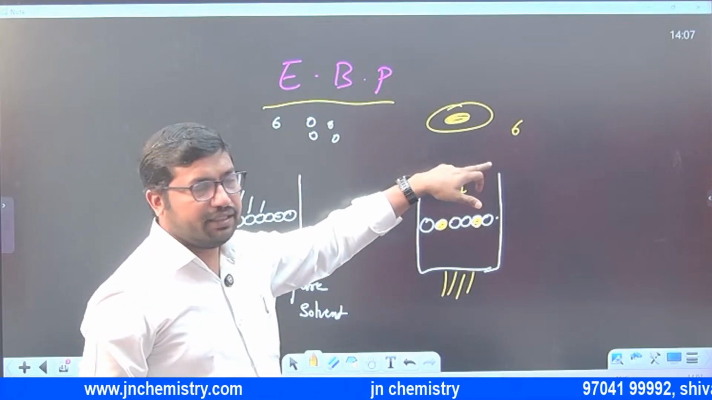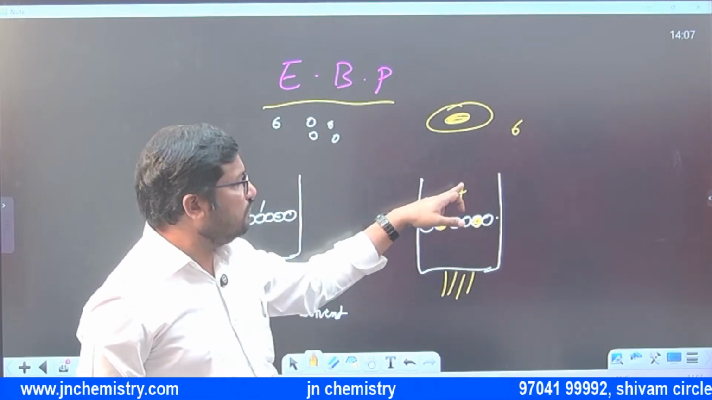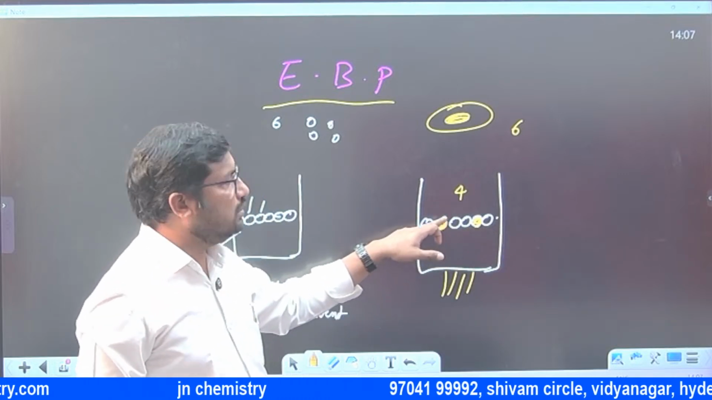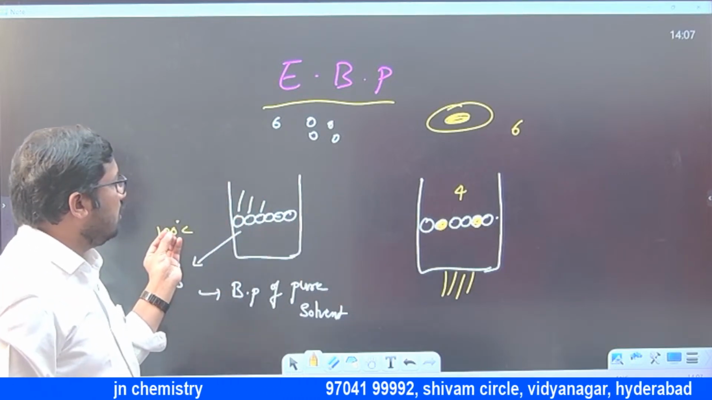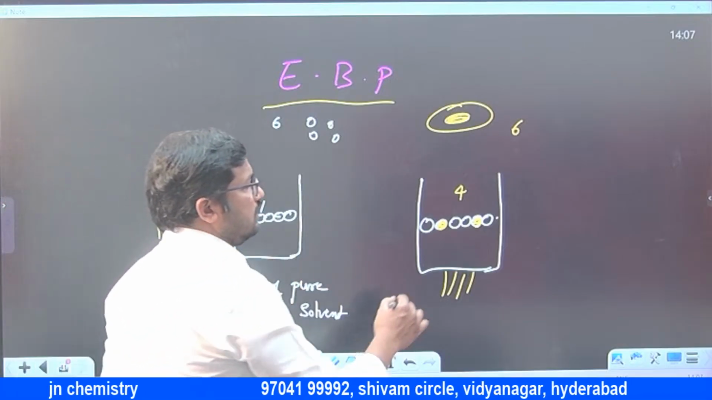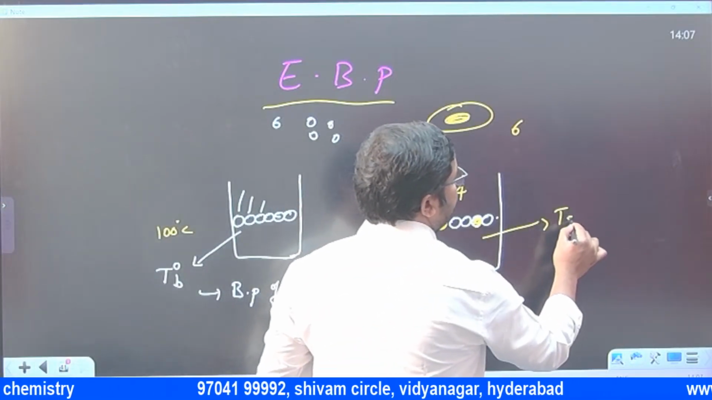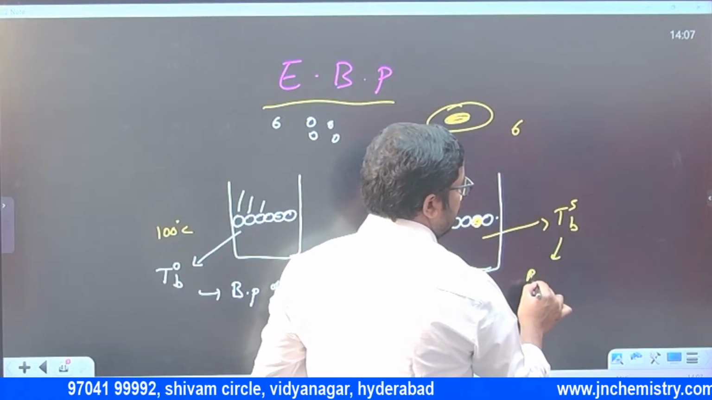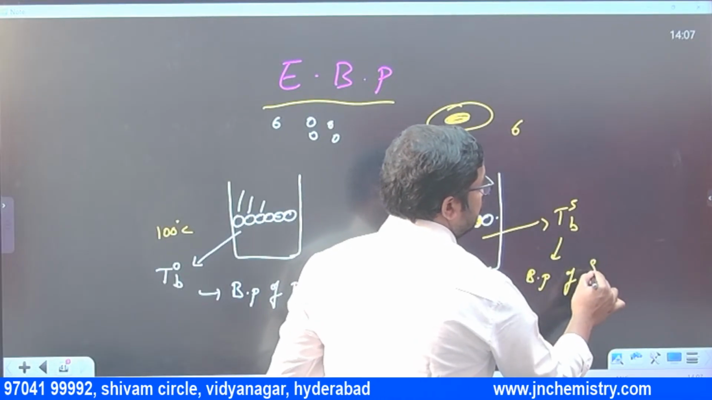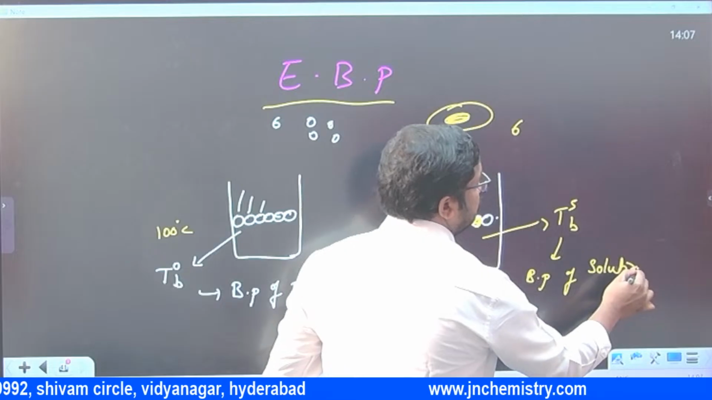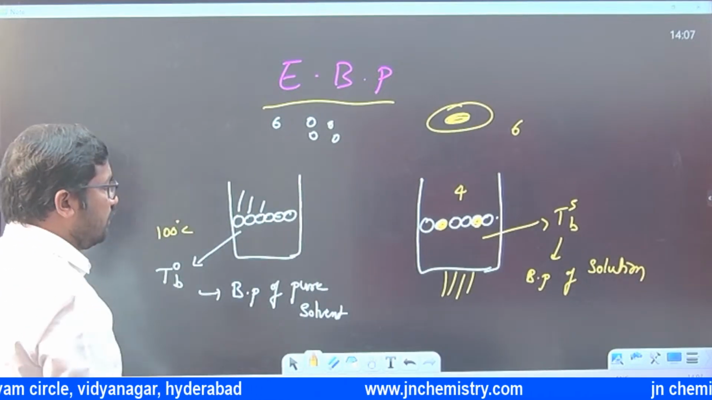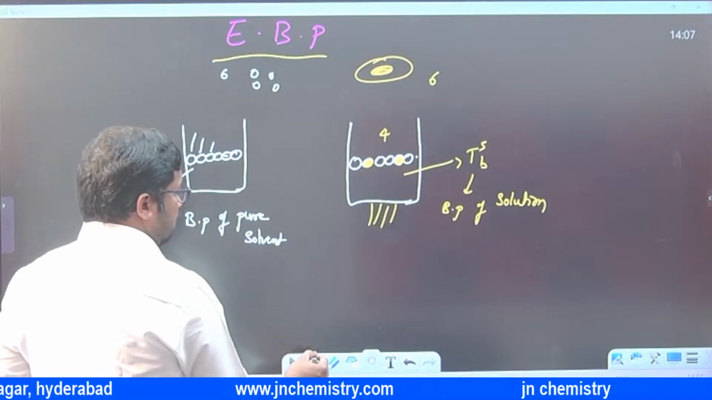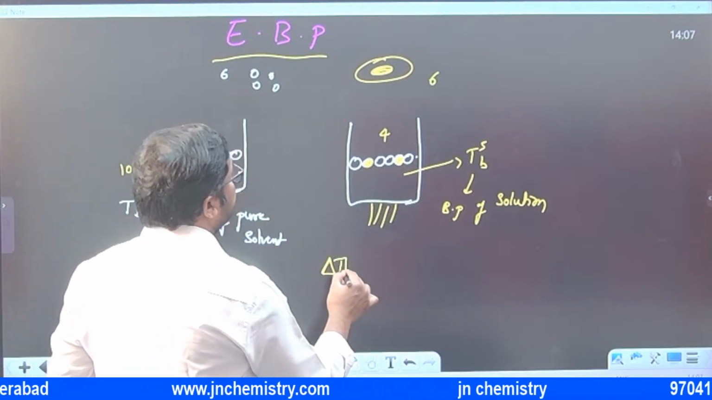Both should be equal, right? Outside 6 are there, from here only 4 are coming. Why only 4? Because of the non-volatile solute. So the boiling point here is TSB, the boiling point of the solution. What is elevation in the boiling point? Delta TB, nothing but elevation in the boiling point.